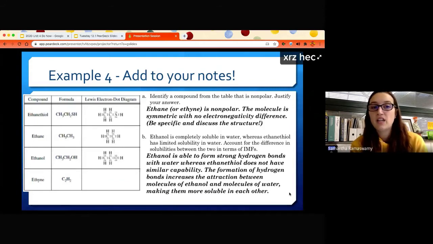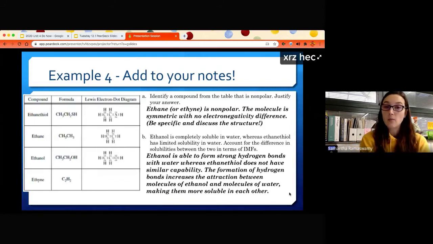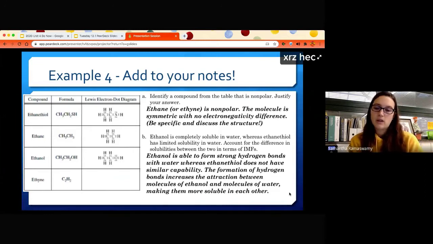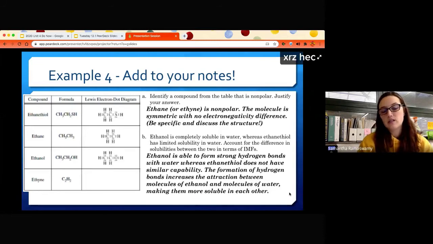So although ethane thiol exhibits dipole-dipole, it does somewhat dissolve. That's why it has limited solubility. So the formation of hydrogen bonds increases the attraction between molecules of ethanol and molecules of water, making them more soluble in each other. So again, ethanol can hydrogen bond, ethane thiol can only exhibit dipole-dipole forces, which is why it can still dissolve because water exhibits dipole-dipole forces as well, but ethanol will dissolve more, right? So again, you want to make sure that you get that information added into your notes under example 4.